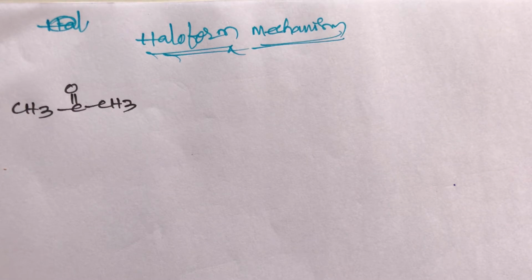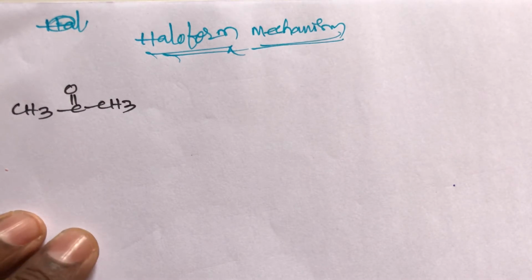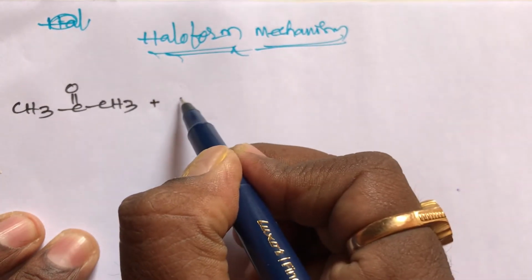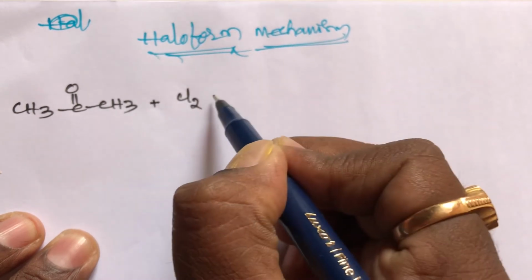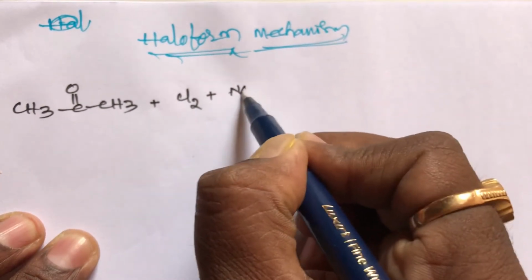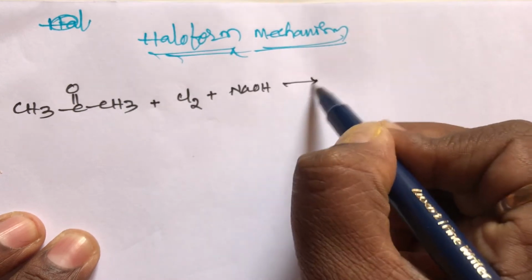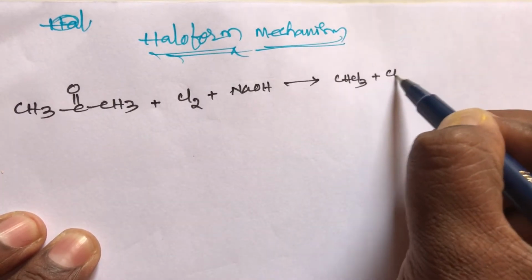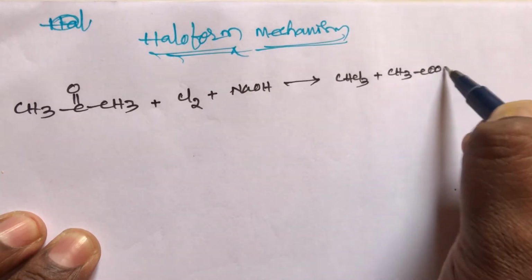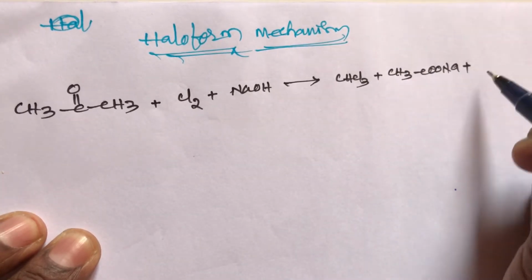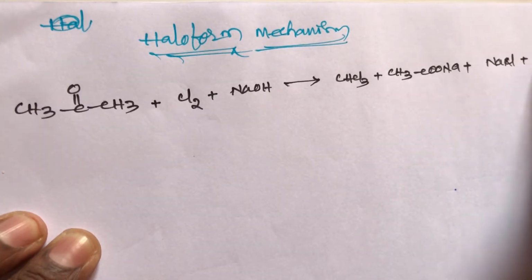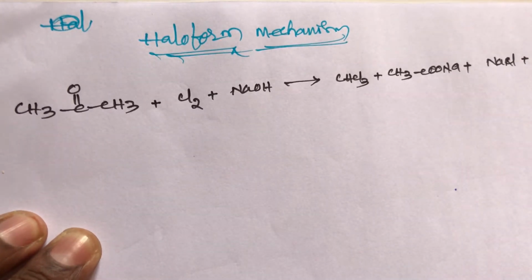Students, haloform reaction mechanism. Now take the example, that is acetone. Acetone reacts with a halogen, I am taking chlorine. When acetone reacts with chlorine in the presence of NaOH, it gives chloroform CHCl3 plus CH3COONa plus NaCl plus water. This is a simple trick.